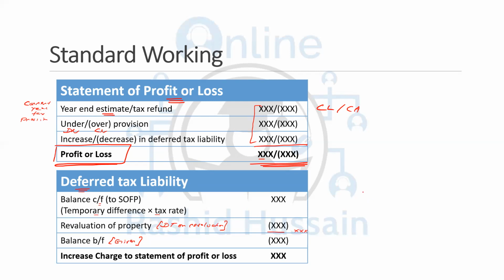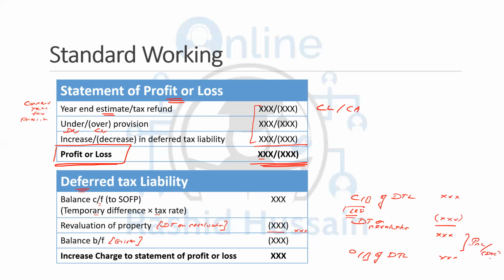So what we are simply doing, we are taking the closing balance of deferred tax liability less deferred tax on revaluation, because the closing balance liability already includes a deferred tax. So it is going to be a double thing if you are not deducting it. Then you get this balance, you compare it with the opening balance of the deferred tax liability, and you can figure out increase or decrease. Increase represents an expense, decrease represents a reduction in the expense.